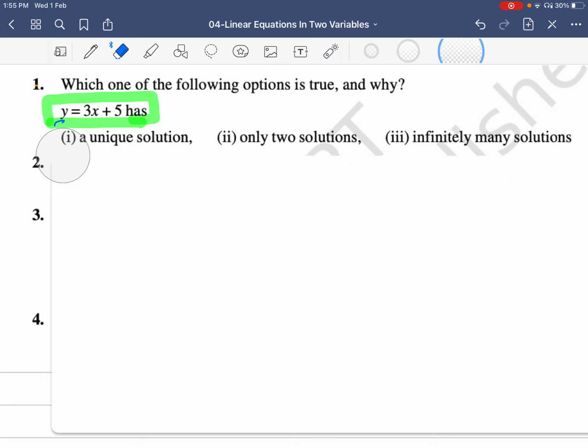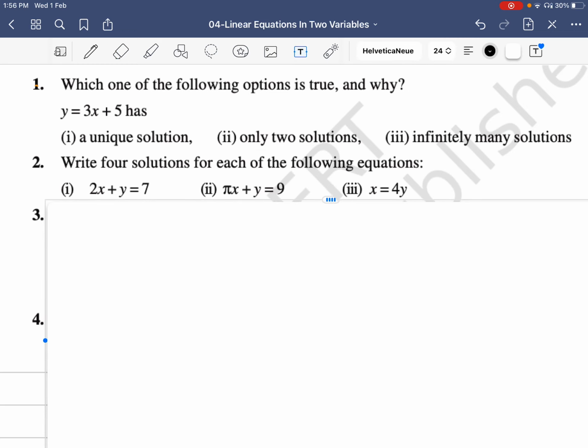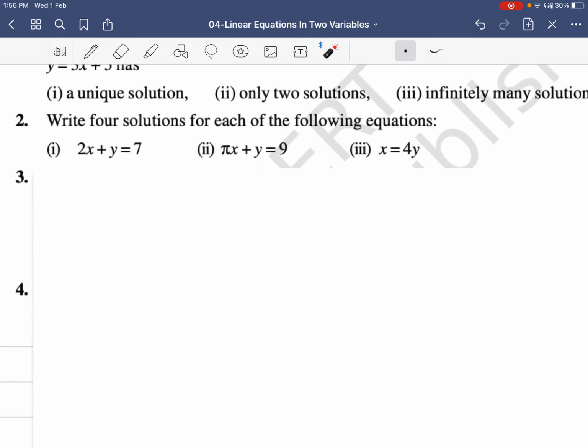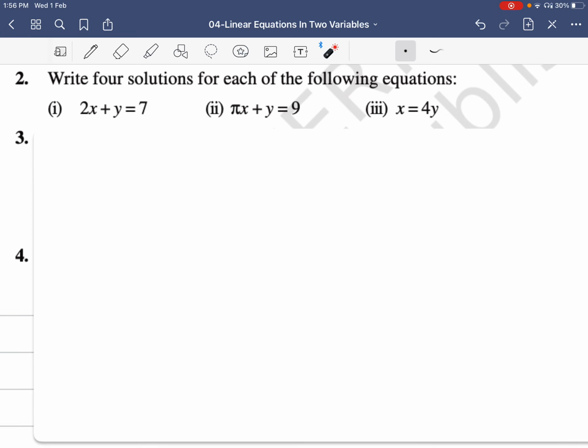Let's erase this now. Now let's see what is problem number 2. Problem number 2 reads, write 4 solutions for each of the following equations.